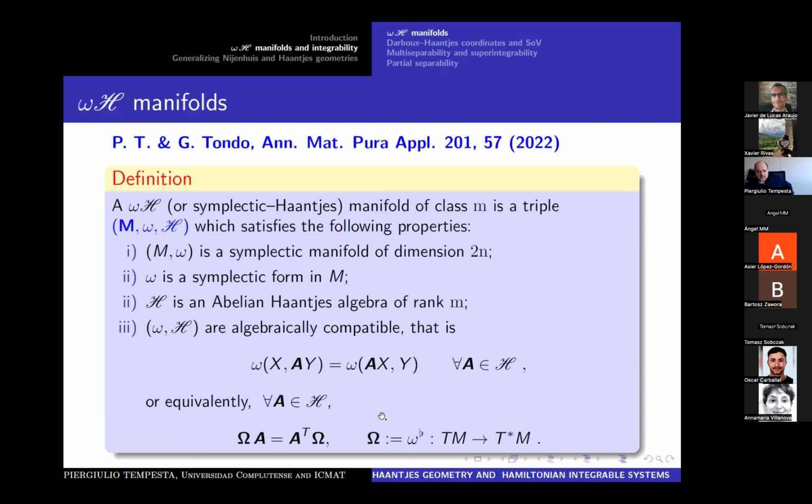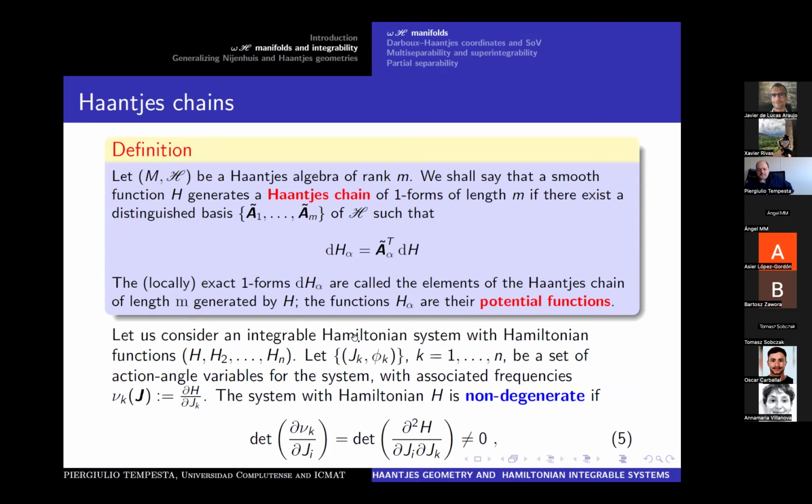Then we will say that the manifold is a symplectic Haantjes manifold. So we have two structures a priori independent, the symplectic structure and the Haantjes algebra, but we put them together with this algebraic compatibility.